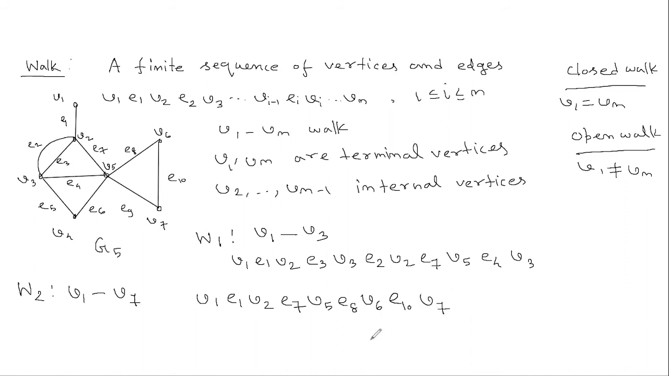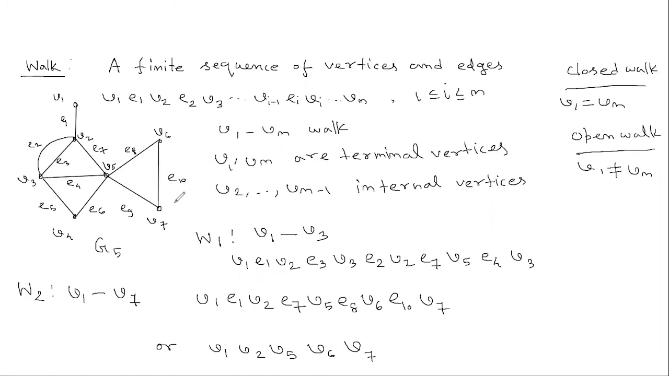Now we can also represent this walk by just mentioning the names of the vertices V1, V2, V5, V6, and V10, V7. Here we can see between V1 and V2 there is only one possible edge. Between V2, V5 there is only E7. V5, V6 we have only E8 and so on. Between V6 and V7 we have E10.